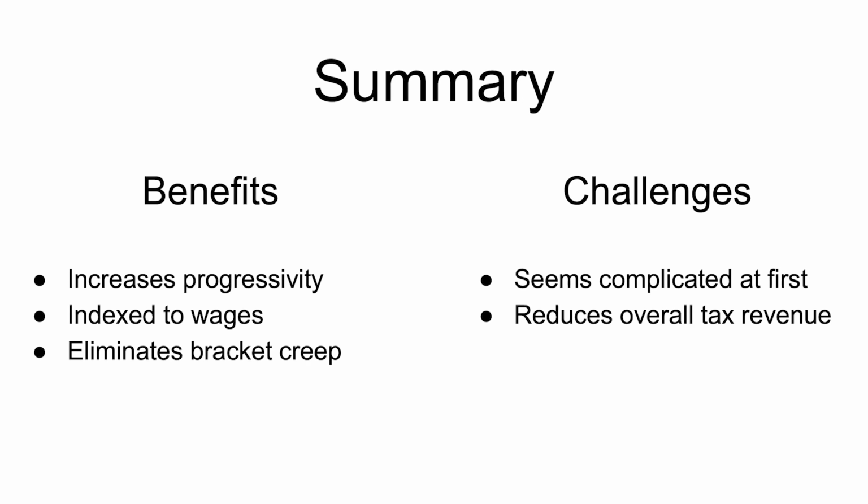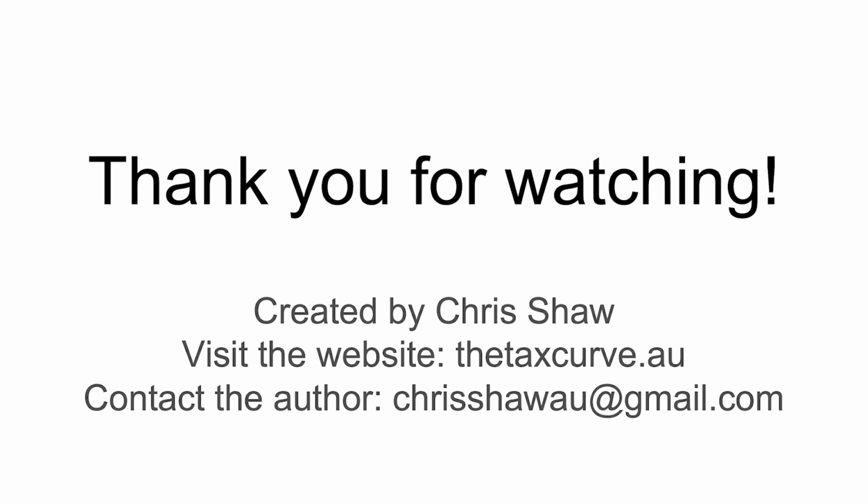The other challenge is that a major tax cut for middle income earners would cause a significant drop in overall tax revenue. But income tax is nearly half of all government revenue in Australia, one of the highest in the world. The tax curve could provide a perfect opportunity to shift Australia's tax base away from income tax and towards other sources. So thank you for watching, and I hope you can see how the tax curve would be an excellent reform for Australia's taxation system.